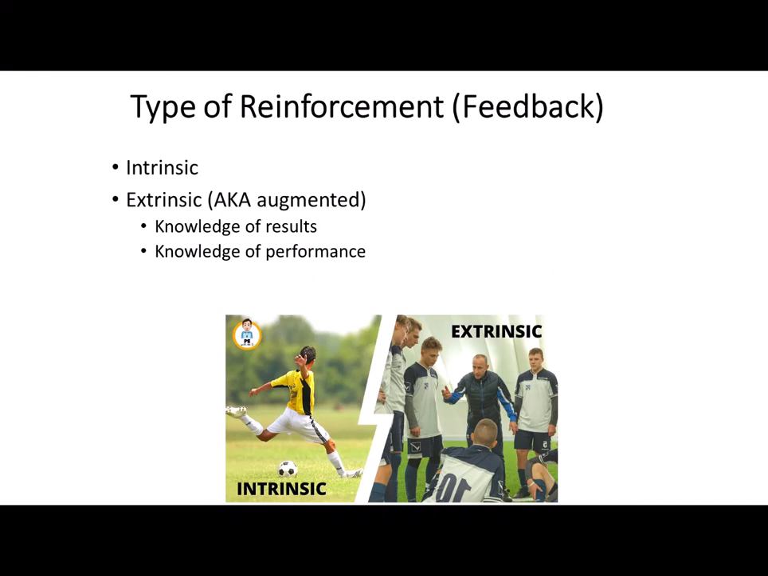So next, let's consider the type of reinforcement or the type of feedback that you're going to give your patient. And in general, there are two types of feedback. There's intrinsic feedback, and this kind of feedback is provided by the movement itself. For example, there's proprioception information about where the right lower extremity is positioned in space, and this is relayed to the CNS or central nervous system during gait. Okay, that's intrinsic feedback, and this is in contrast to extrinsic or augmented feedback.